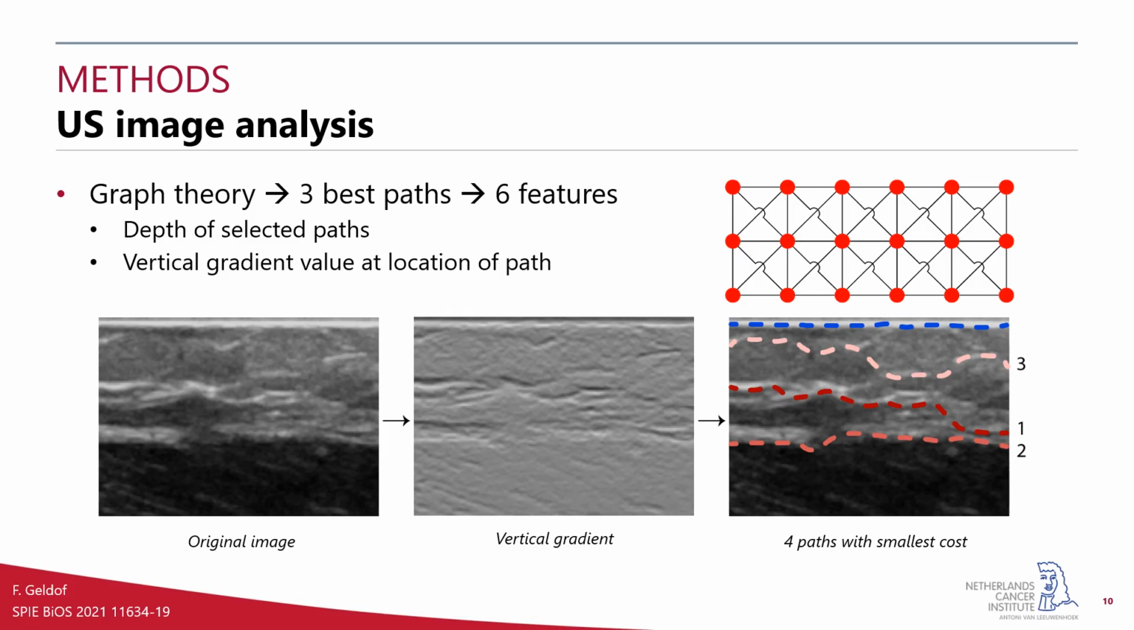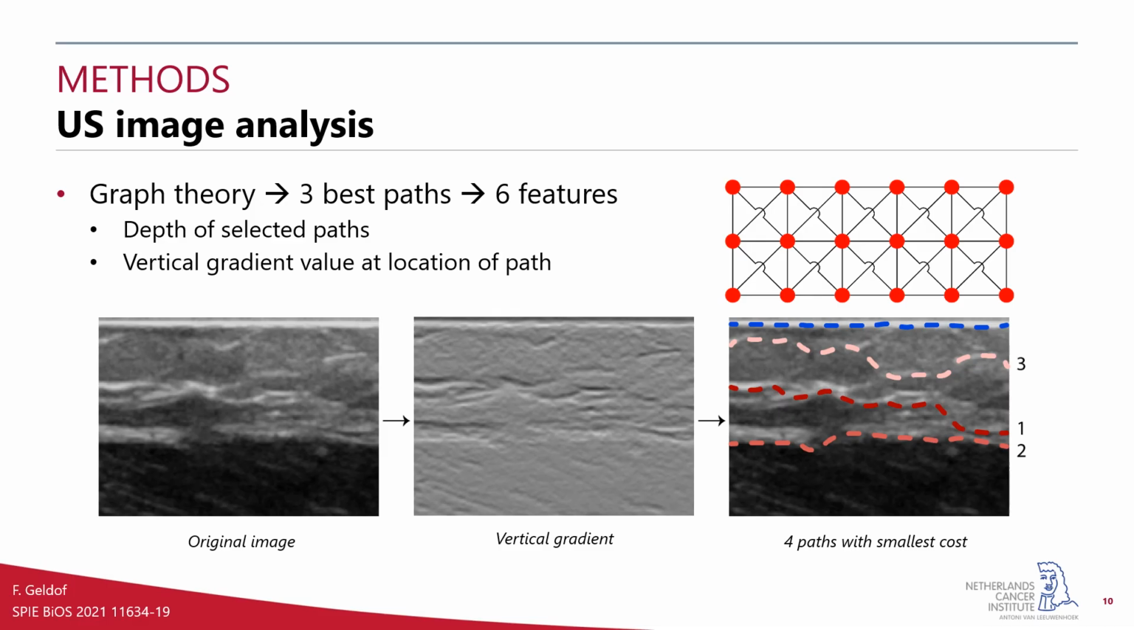The original image, which you can see in the left figure, was first smoothed using a Gaussian filter. Second, the vertical first-order gradient image was obtained, which you can see in the middle figure. Next, weights were assigned to all edges, and the highest vertical gradients received the lowest weights. Finally, paths were selected based on minimal cost, which you can see in the right figure.